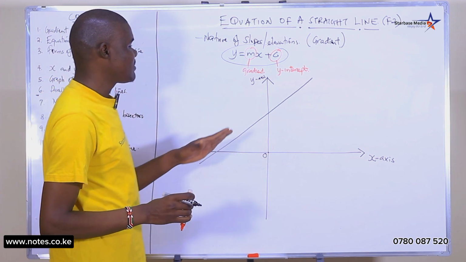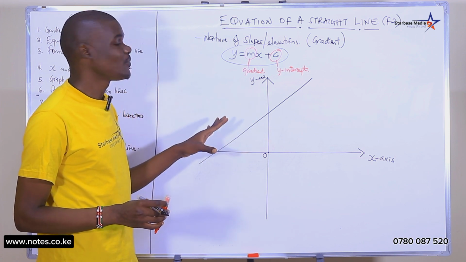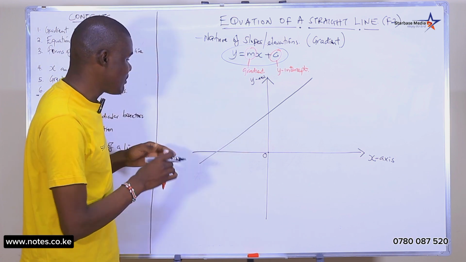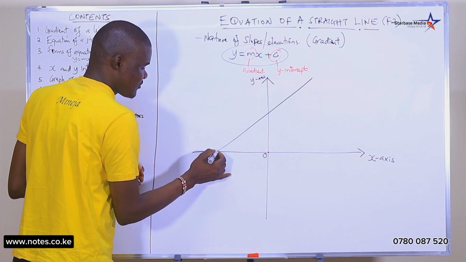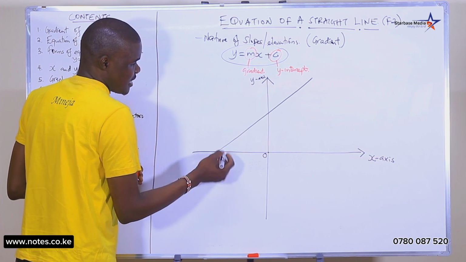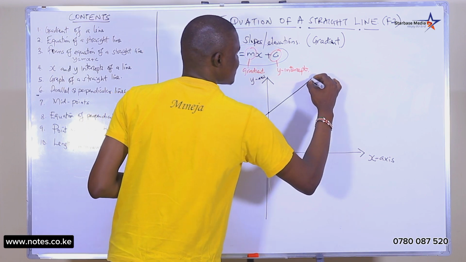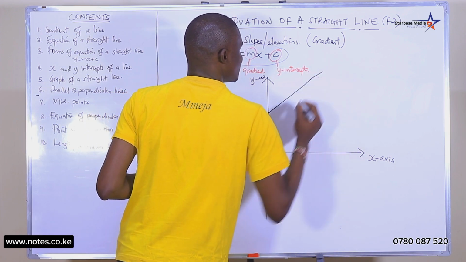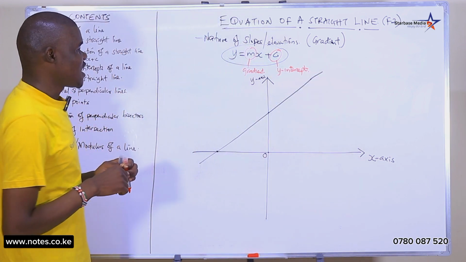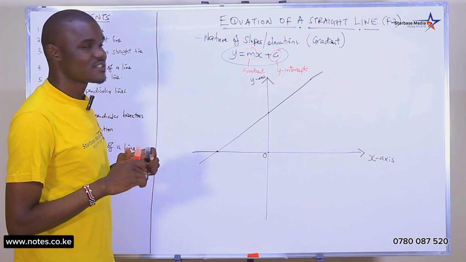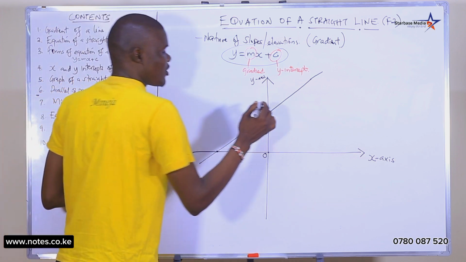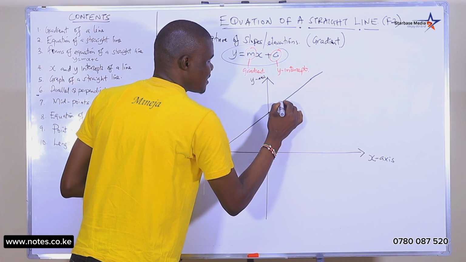Let us remember that in this Cartesian plane, points are labeled. For example, we can have this point as point A, this as point B, and this as point C, so long as it's a point on the line. We want to check how we can get the gradient of such a line. So we are going to have a point, for example, point A here.